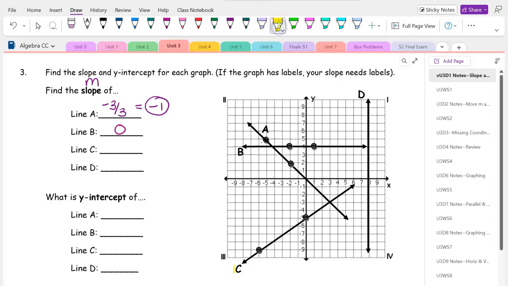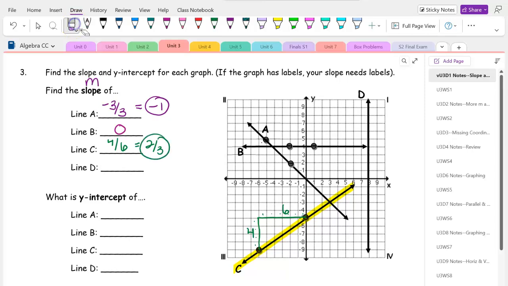Line C. Line C is increasing. It's going uphill. So that means we're going to count up and we're going to count over. 1, 2, 3, 4, up 4. 1, 2, 3, 4, 5, 6, over 6. Again, we go 4 over 6. Think of the fraction. We're going 4 over 6, right? Like it's divided by 6, just like we went over 6 to the right. This is something you'll want to simplify your fraction to 2/3.